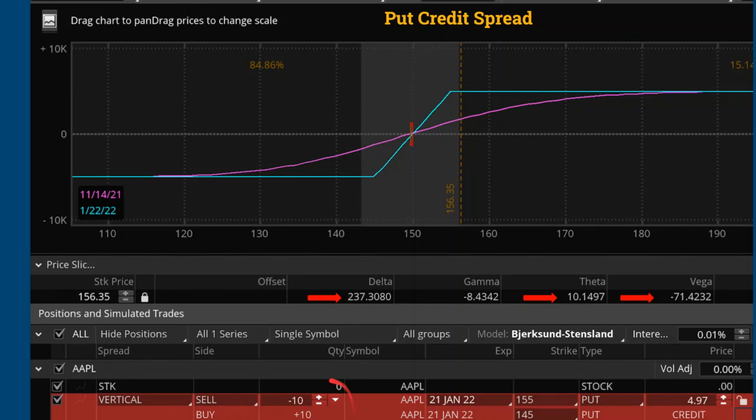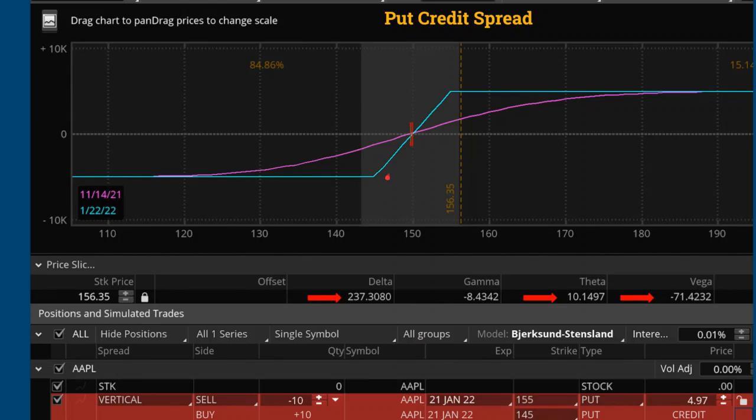So we've got 10 contracts on, and you can see that what we did was we sold the 155 and bought the 145, and the net credit on that is almost $5. So that would be nearly a $5,000 profit if things go up, and nearly a $5,000 loss if things go down. And you can see that reflected on the left there.